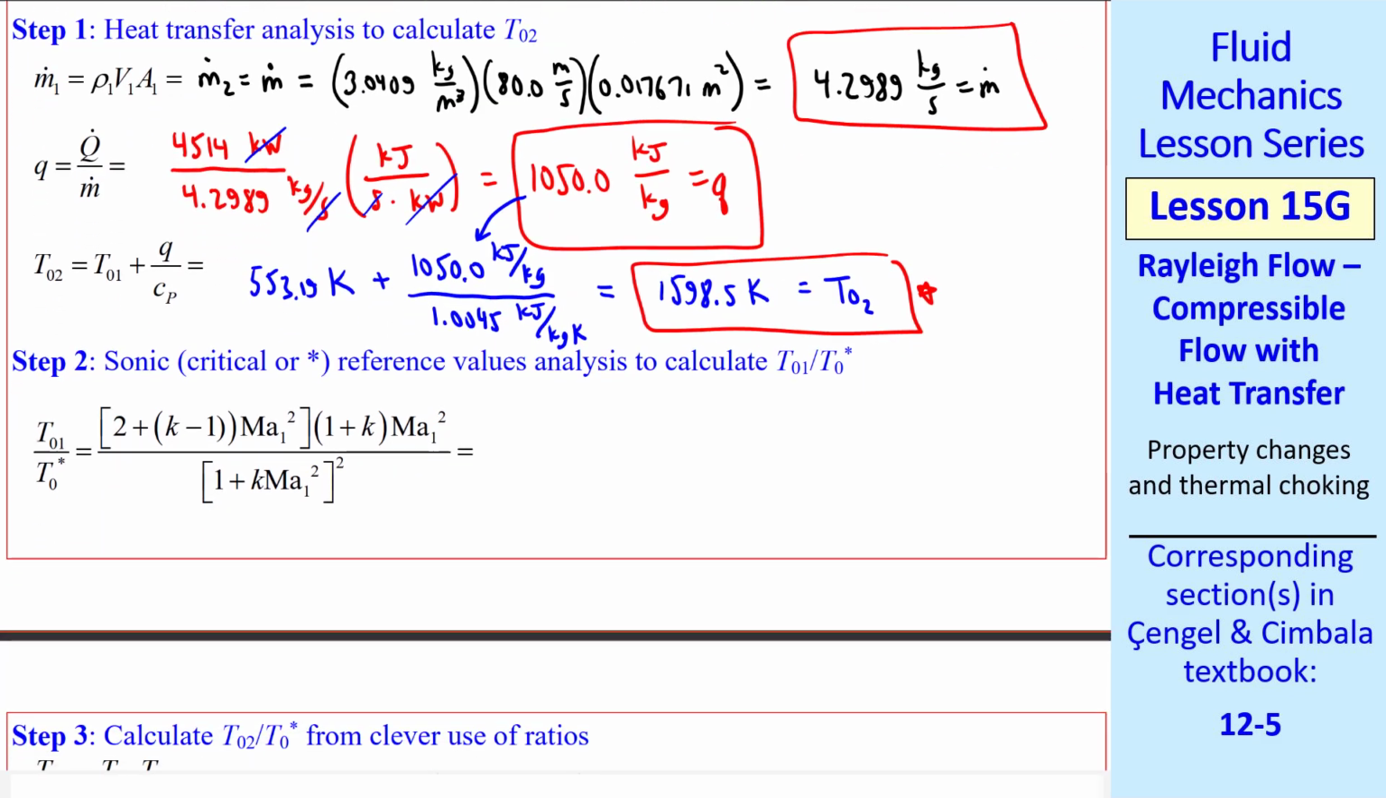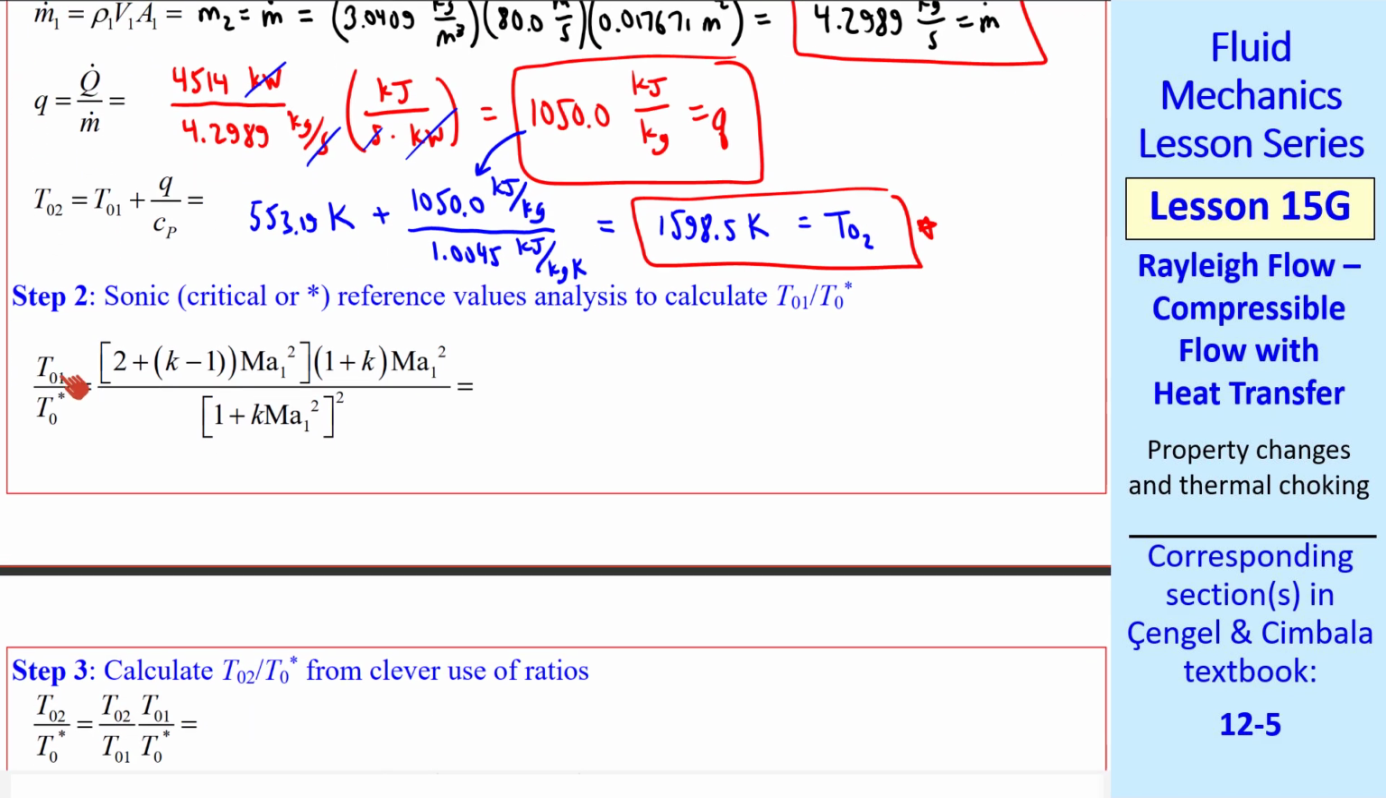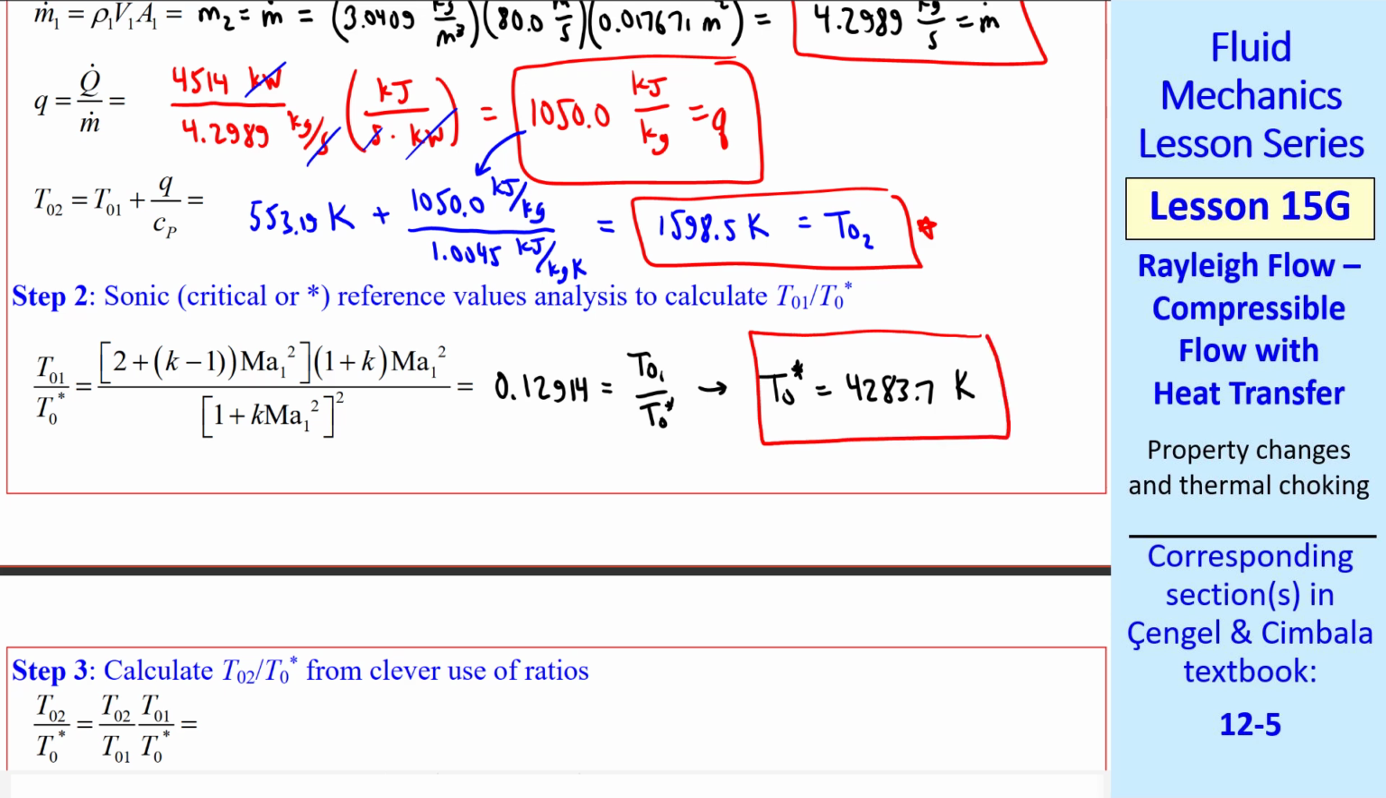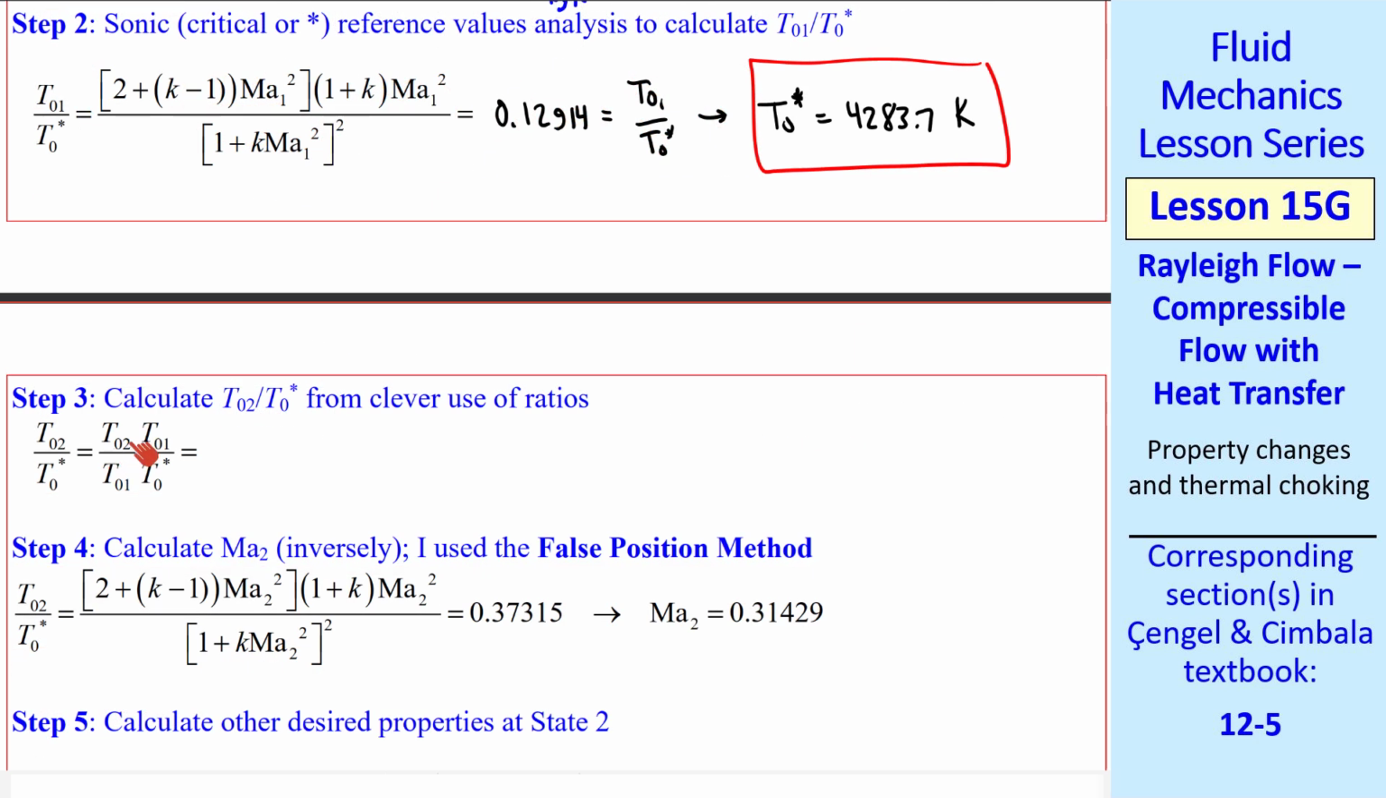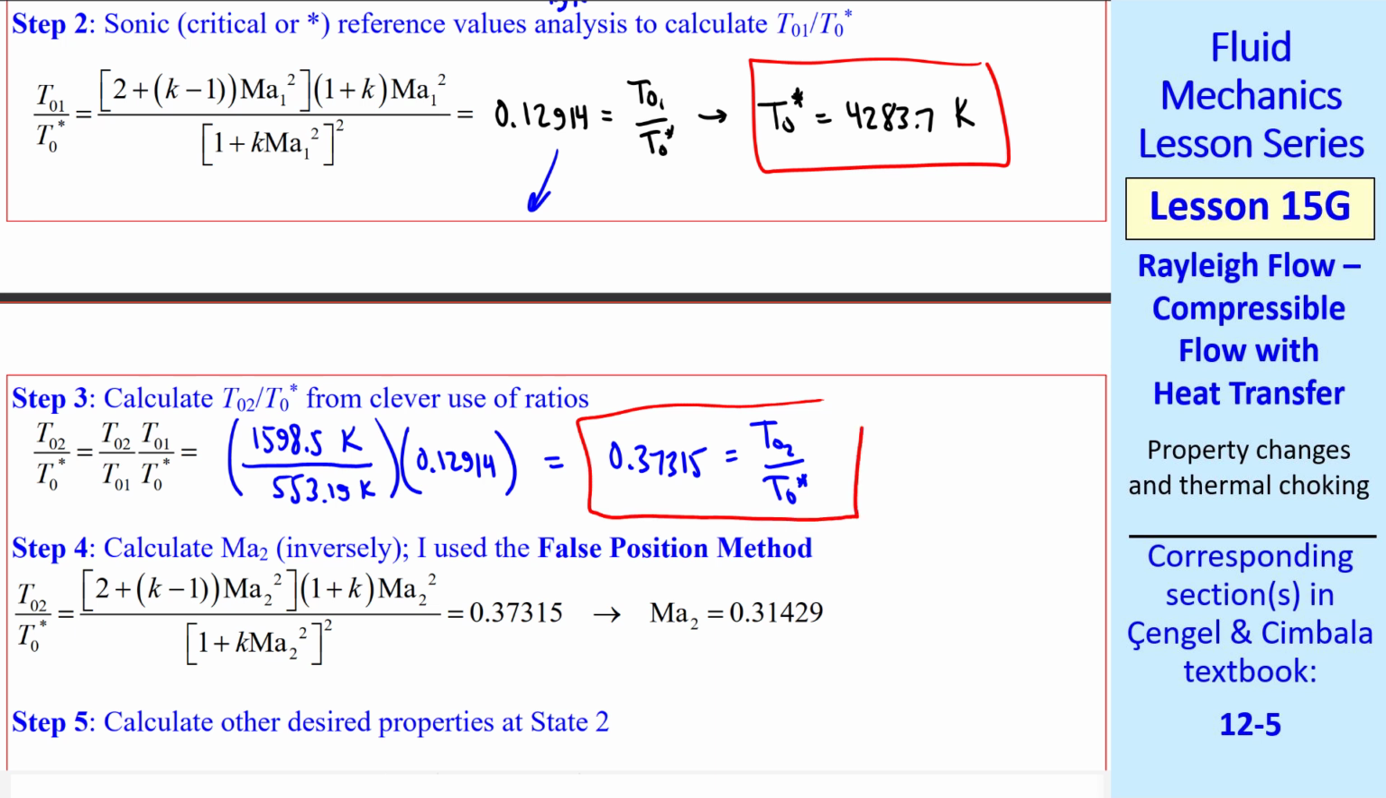In step 2, we'll calculate the sonic or critical reference values. First we calculate T naught 1 over T naught star with this equation. This turns out to be 0.12914, from which, since T naught 1 is known, T naught star is 4283.7 K. Step 3 is to apply these ratios to get T naught 2 over T naught star. T02 was 1598.5 K, and we know T01, and this ratio is the same as this, giving us this final answer, which we plug into here in step 4 and solve implicitly for Mach number.